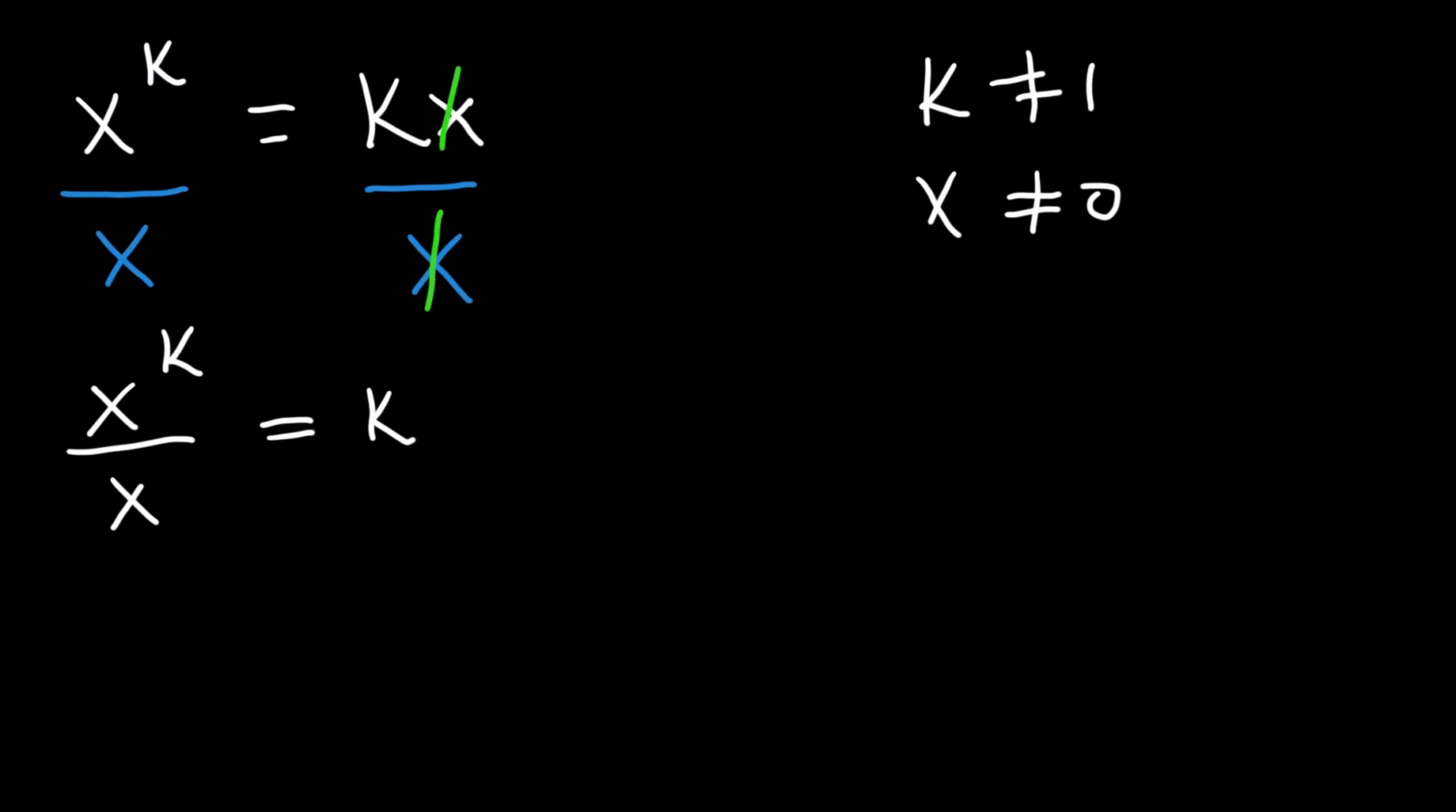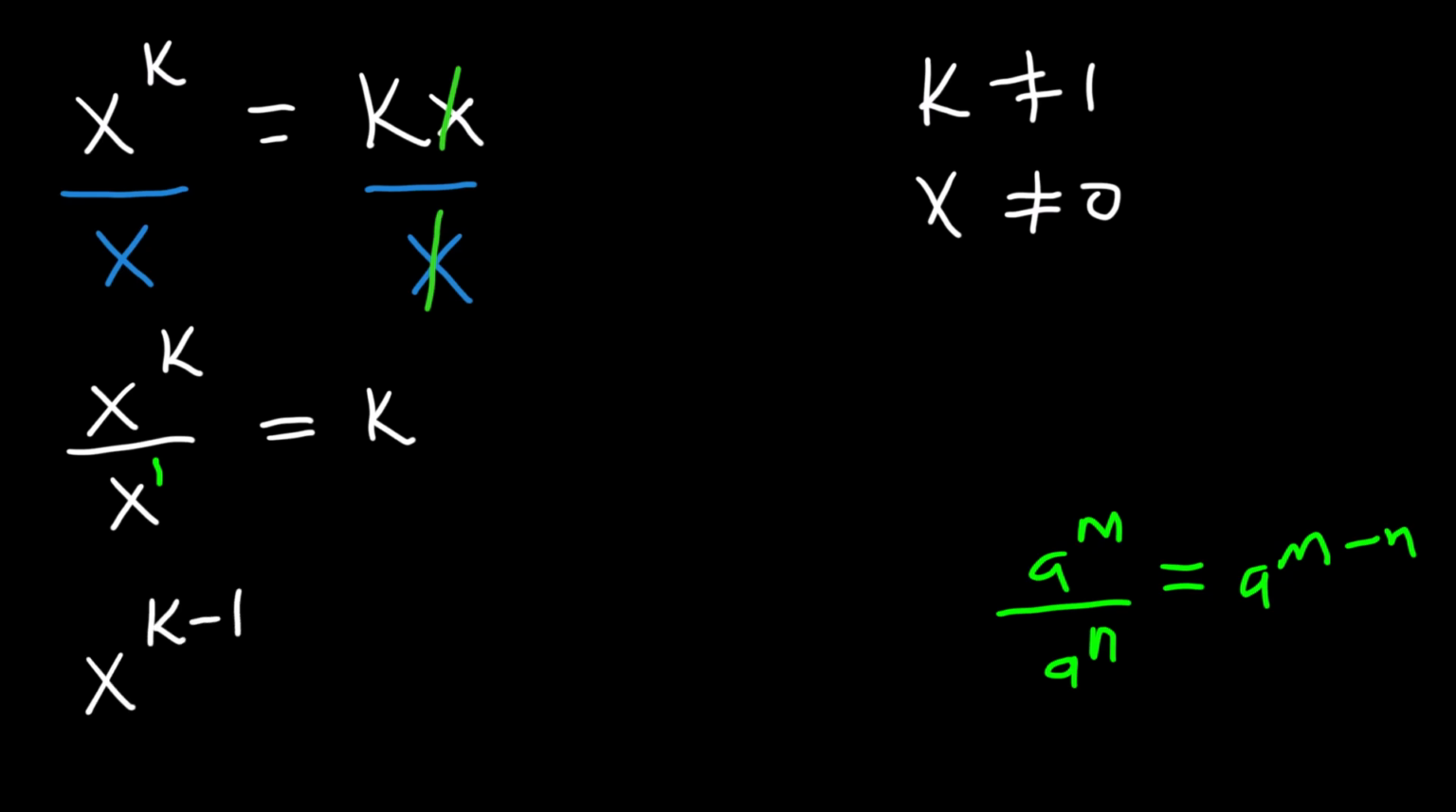Now this x has a power of 1. And from the rules of exponents, whenever you have, let's say, a raised to the power of m divided by a raised to the power of n, this is the same as a raised to the power of m minus n. So this will become x raised to the power of k minus 1 equaling k.